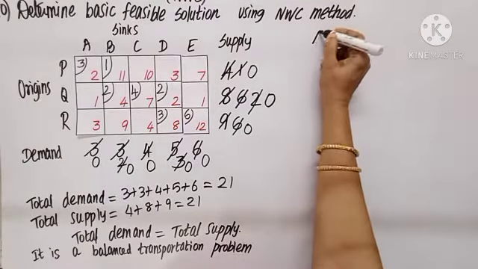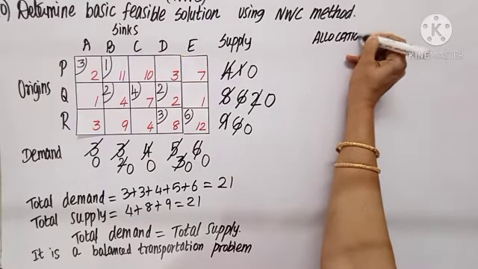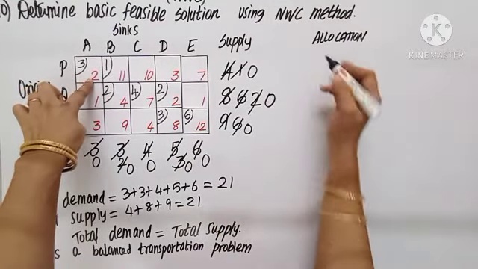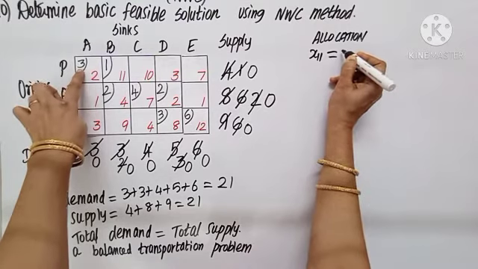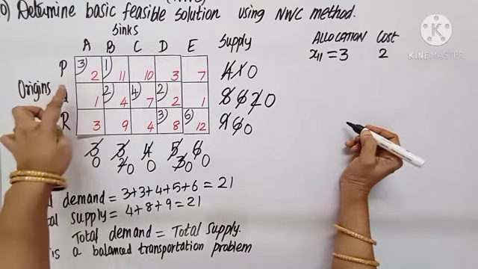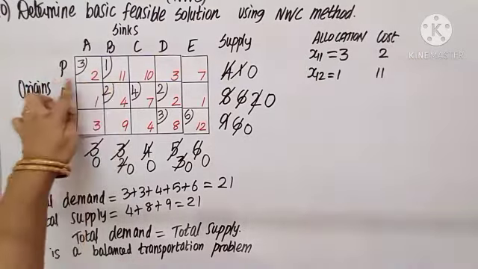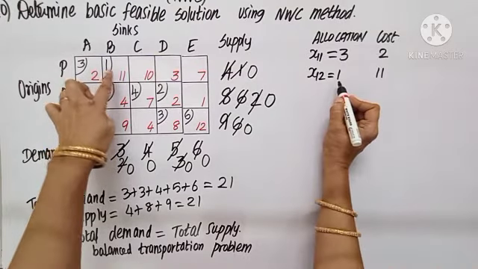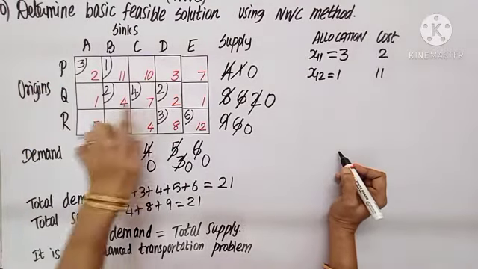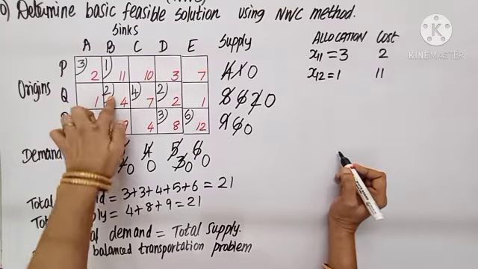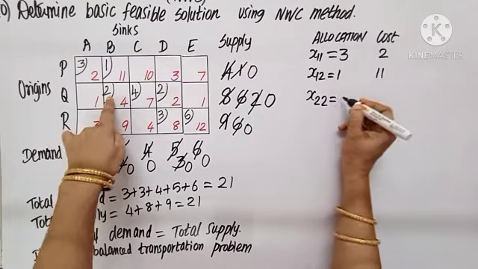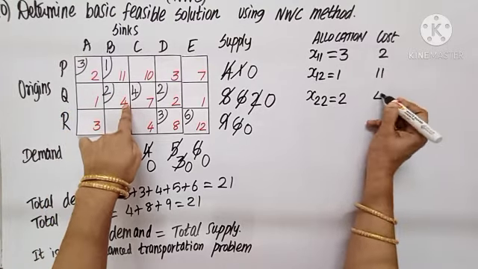Let us write down the allocation. It is a single table. We can write from here. First row, first column. X11 is 3 and the cost is 2. The next allocation 1, 2. X12 is 1. Cost is 11. First row over. Second row, second column. So X22. Second row, second column. X22 allocation is 2. Cost is 4.